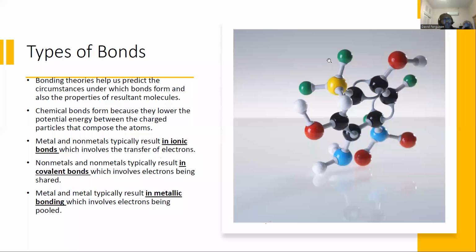Okay, so bonding theories help us predict the circumstances under which bonds form and also the properties of resultant molecules. Chemical bonds form because they lower the potential energy between the charged particles that compose the atoms. Metals and nonmetals result in ionic bonds. Nonmetals and nonmetals typically result in covalent bonds. And metals and metals typically result in metallic bonding.